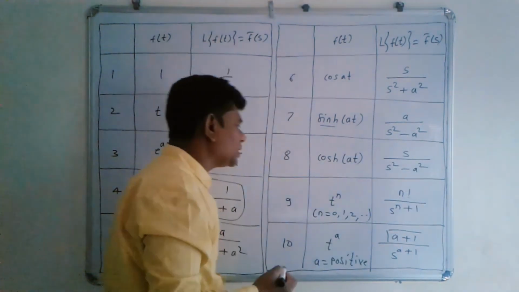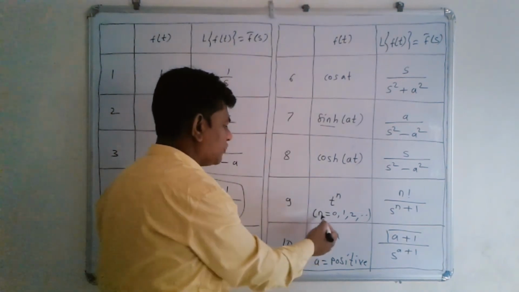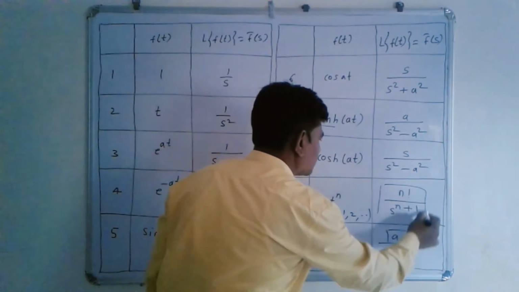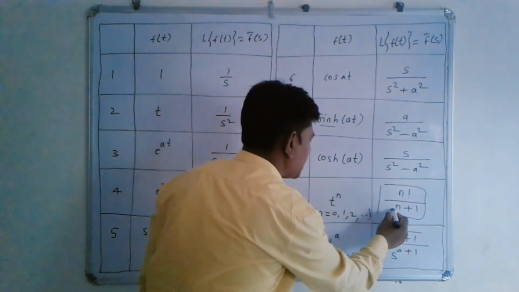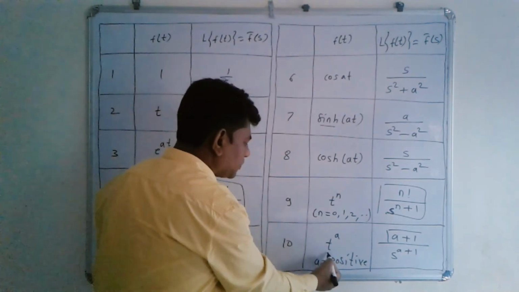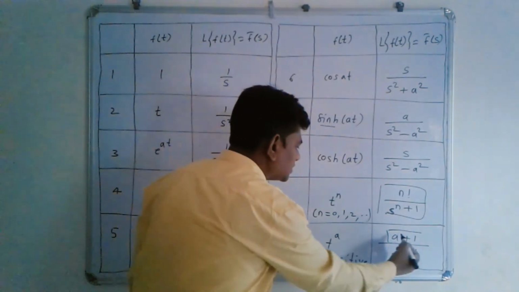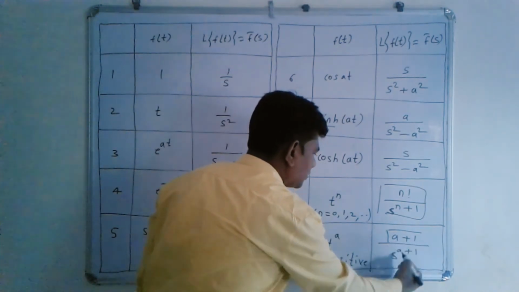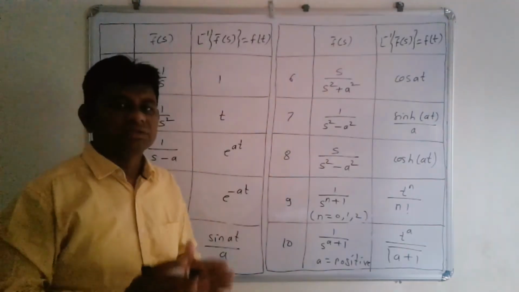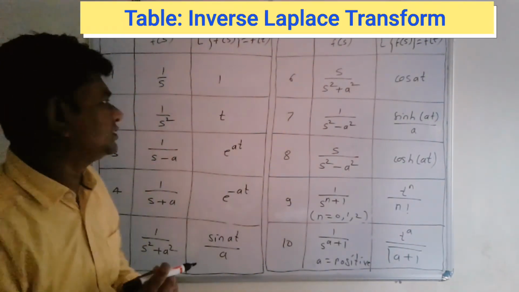If f of t is the function t to the power n, where n is a positive integer, then its Laplace transform is n factorial upon s to the power n plus 1. If f of t is t to the power a, and here a is positive, then its Laplace transform is gamma of a plus 1 upon s to the power a plus 1. Now let us see the inverse Laplace transform of some standard functions.